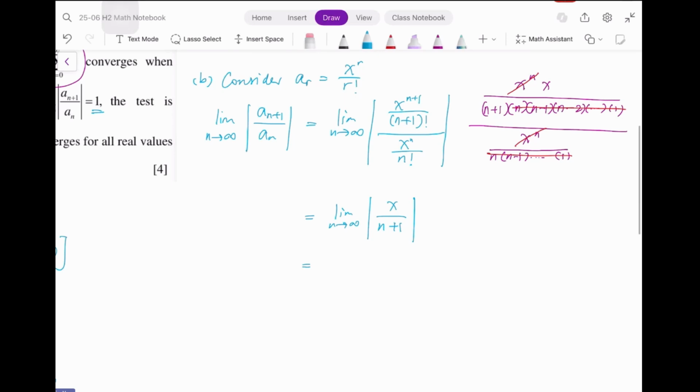Okay, we are considering the limit of what? N or x? Limit of what? N, correct? So x is like a constant in this limit. So technically speaking, we can take the x out.